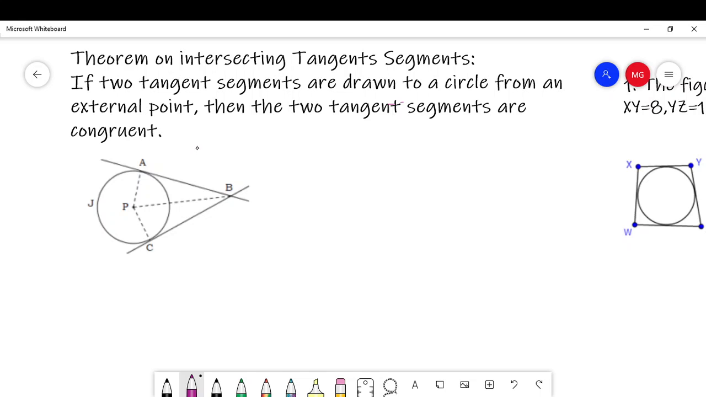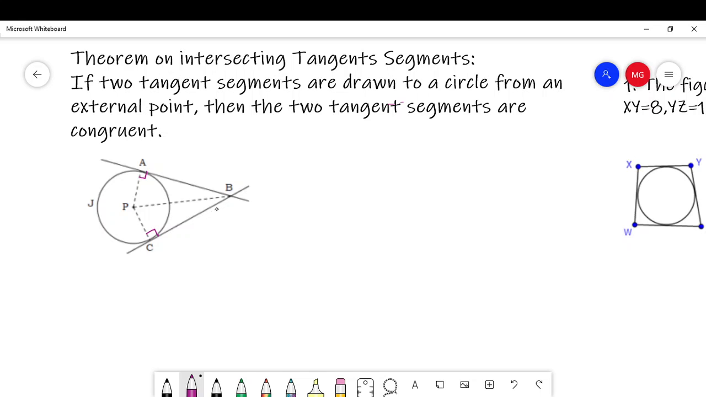Hello class. We are going to discuss the theorem on intersecting tangent segments. In circle P, segments AB and CB are tangents to the circle and intersect in the exterior of the circle at point B. If we draw a radius from the point of tangency C, our segment AB is perpendicular to segment AP. Also, the segment CB is perpendicular to the radius segment CP.